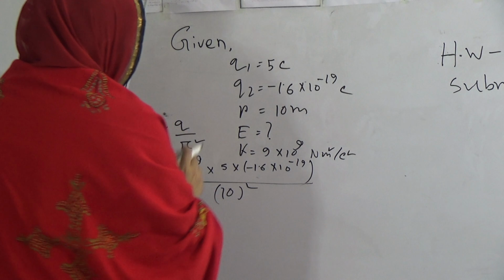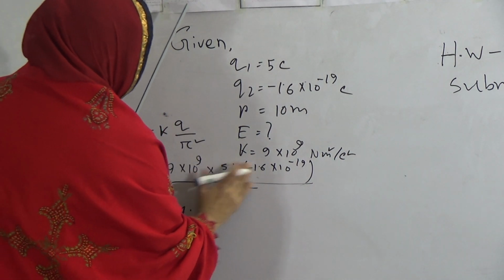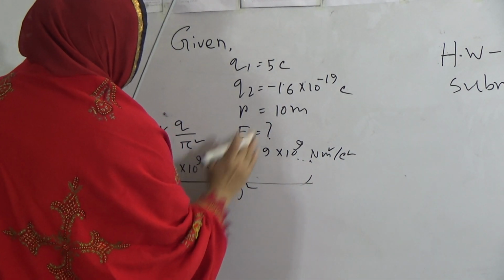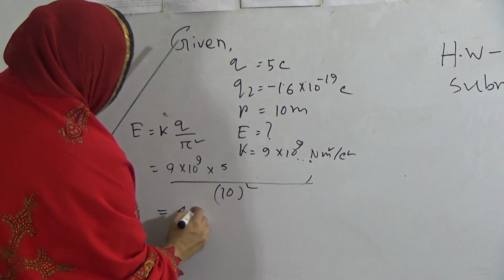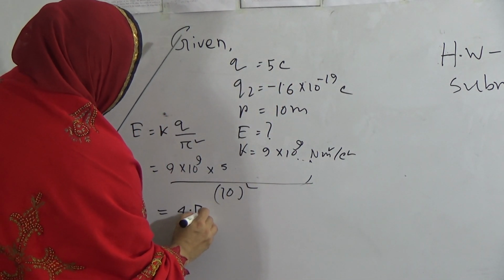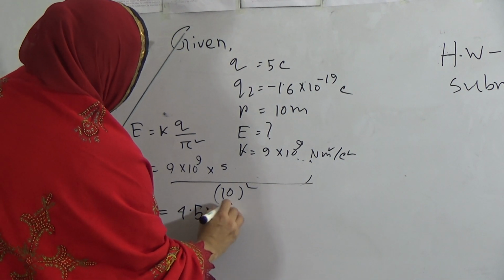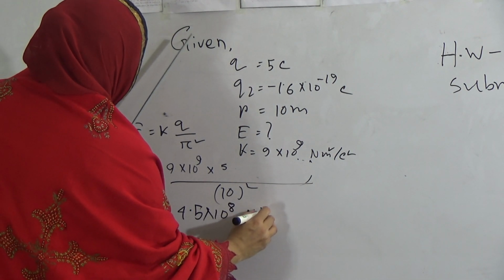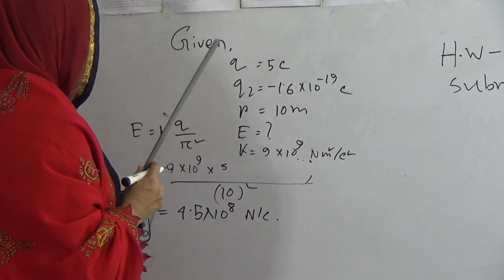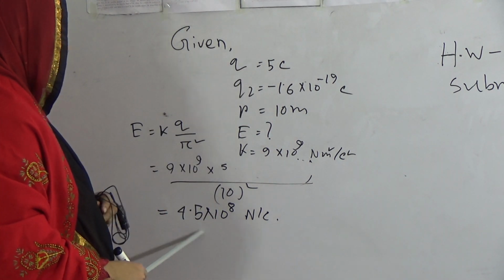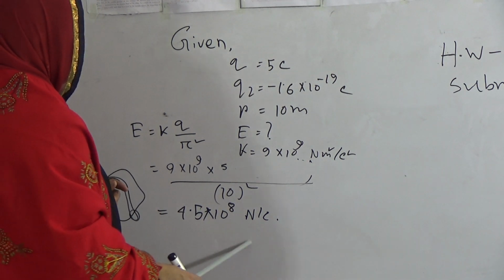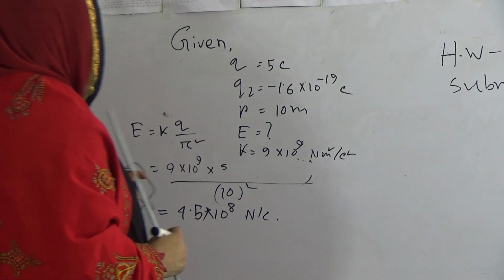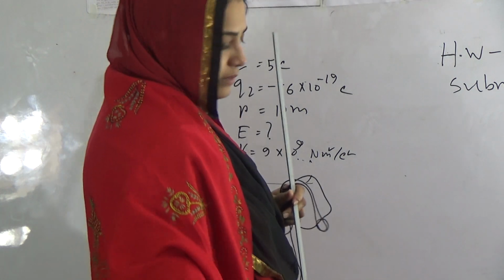Sorry, it will be Q. So here we only put the value of Q, that is 5 coulomb. By doing this calculation, it will be 4.5 into 10 to the power 8 Newton per coulomb. The value of the electric field will be 4.5 into 10 to the power 8 Newton per coulomb. My dear students, now come to the next mathematical problem.